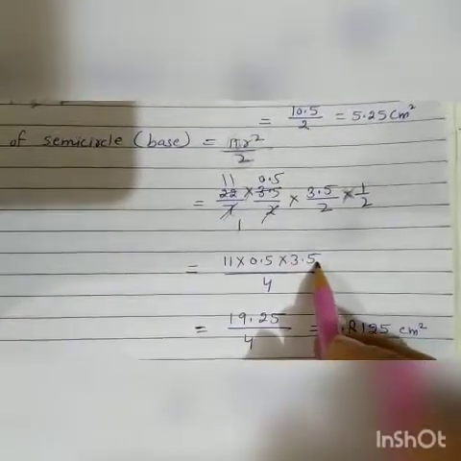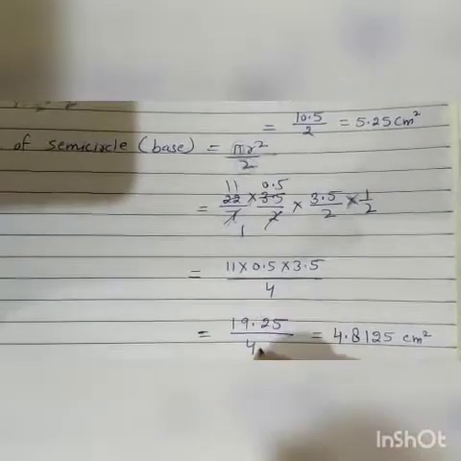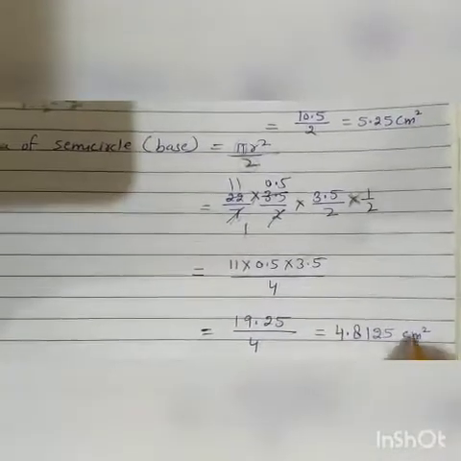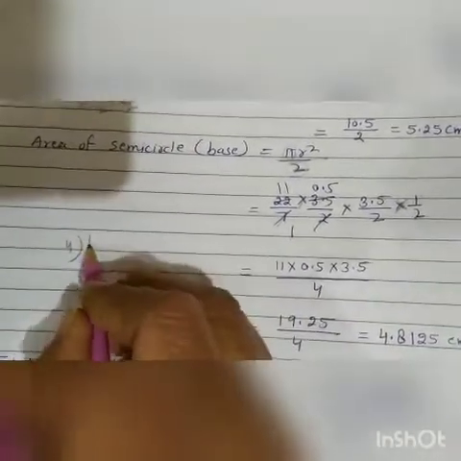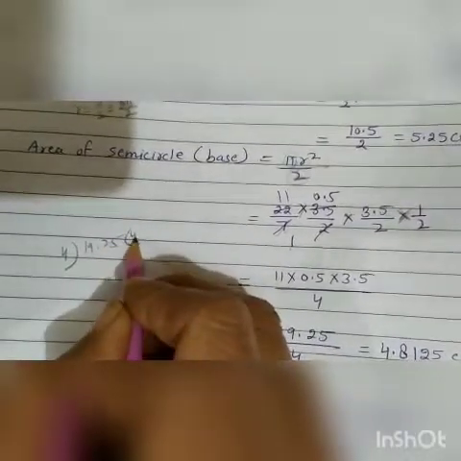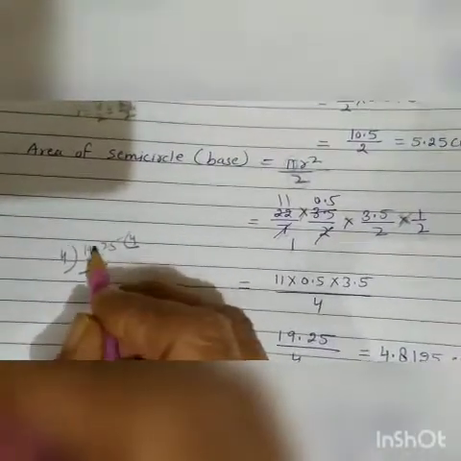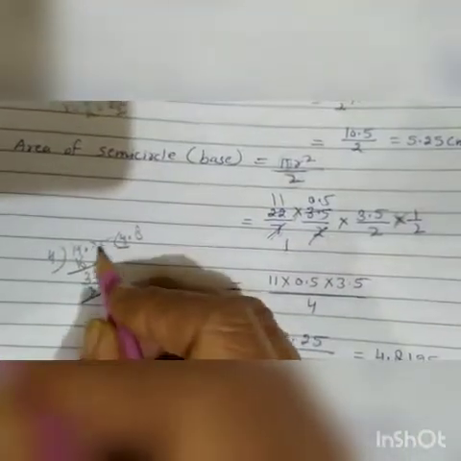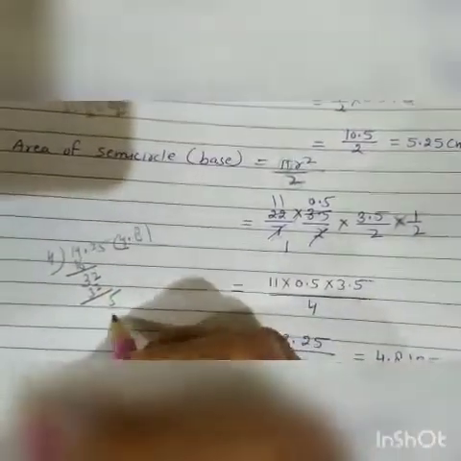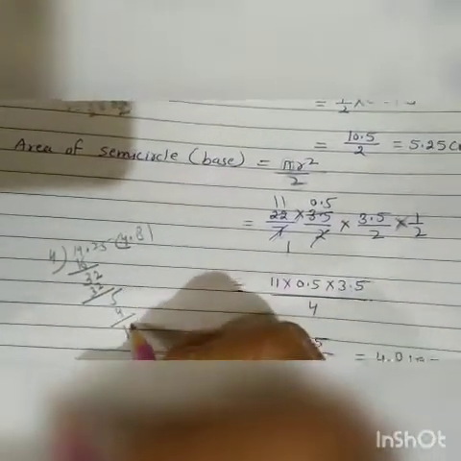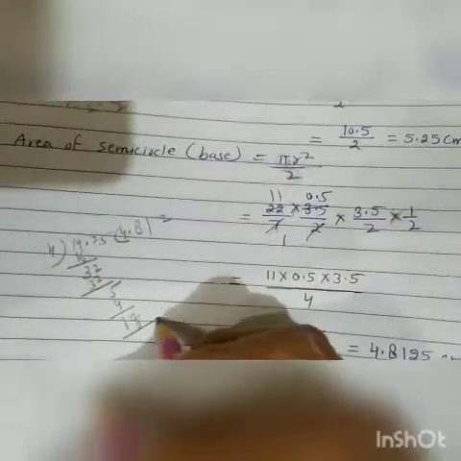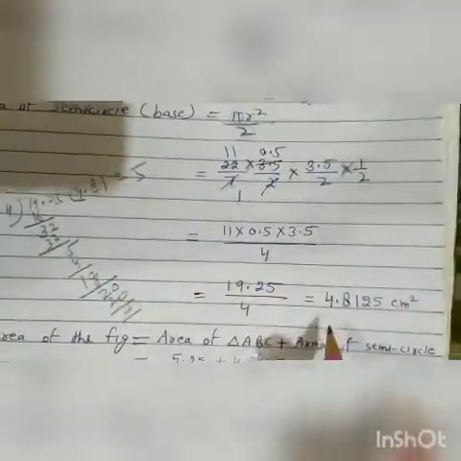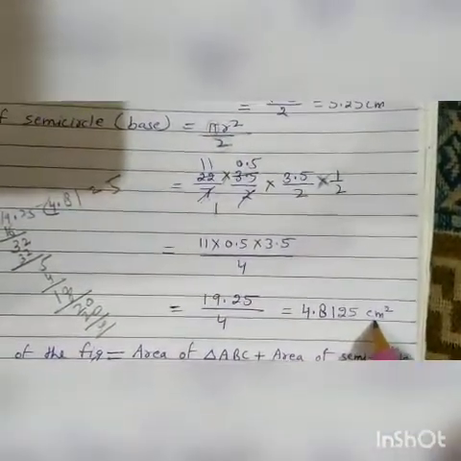When we multiply these three numbers, we get 19.25 upon 4, and when we divide this number by 4, we get 4.8125 centimeter square. See how 19.25 divided by 4. 4 4 ja 16, 9 minus 6 3. This decimal will be here 2. 4 8 ja 32. Then this 5. 4 1 ja 4. 5 minus 4 1. Add 0. 4 2 ja 8. 10 minus 8 2. Again add 0. 4 5 ja 20. So it is 4.8125 centimeter square.